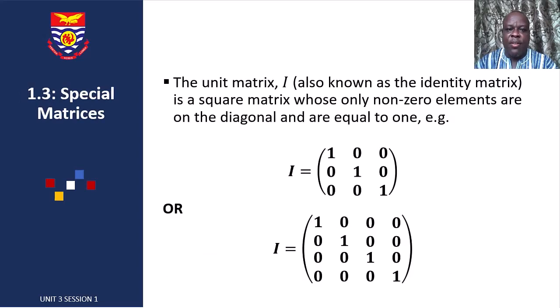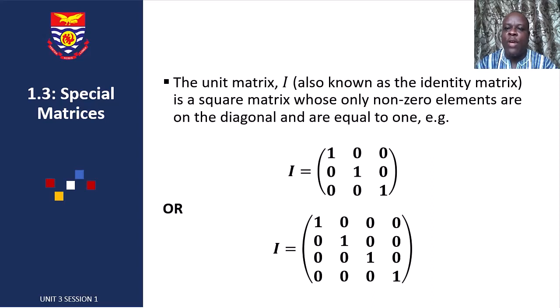Let's talk about some special matrices. The first one we'll talk about is the unit matrix. It is also called the identity matrix. It is a square matrix whose only non-zero elements are on the diagonal and are equal to 1. So you see that the main diagonal for that matrix is 1, 1, 1. All other entries are 0. That is for a 3 by 3.